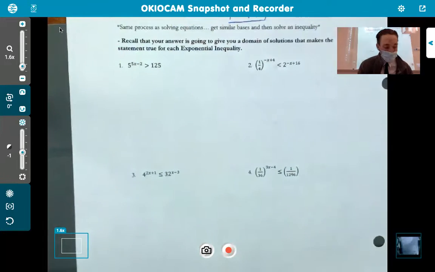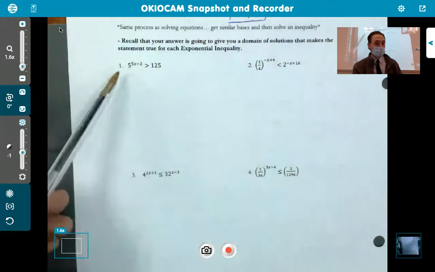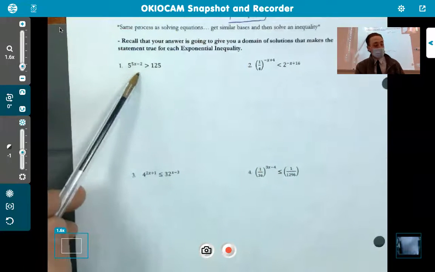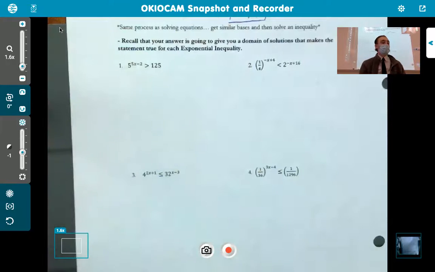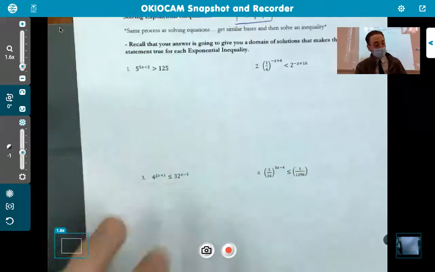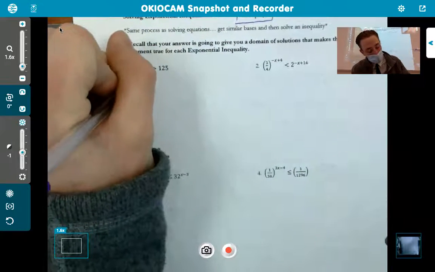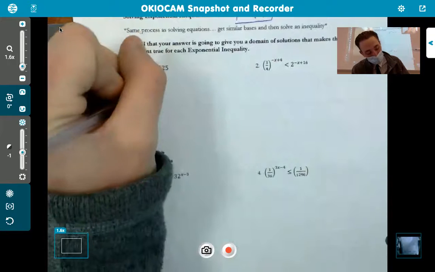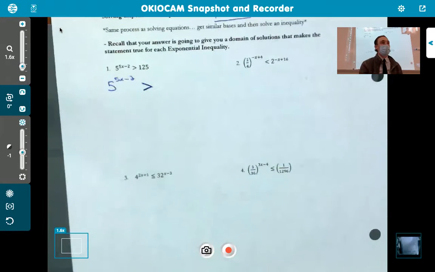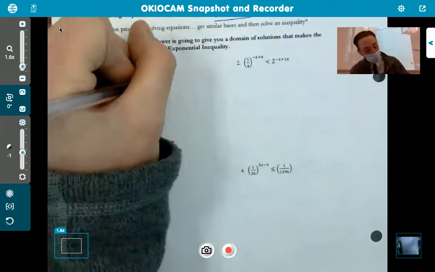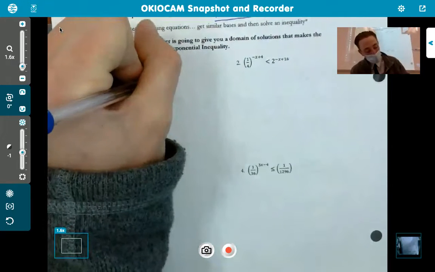So number 1, I have 5 raised to the 5x minus 2 greater than 125, right? And when we see these problems, a lot of times what we think to do is just keep whatever that exponential function that they give us the same, right? So I'm going to leave the left-hand side as is. And my first goal is still the same as it was with equations. I'm trying to get a common base. So if 5 is my base on the left-hand side, I want my base to be 5 on the right-hand side.